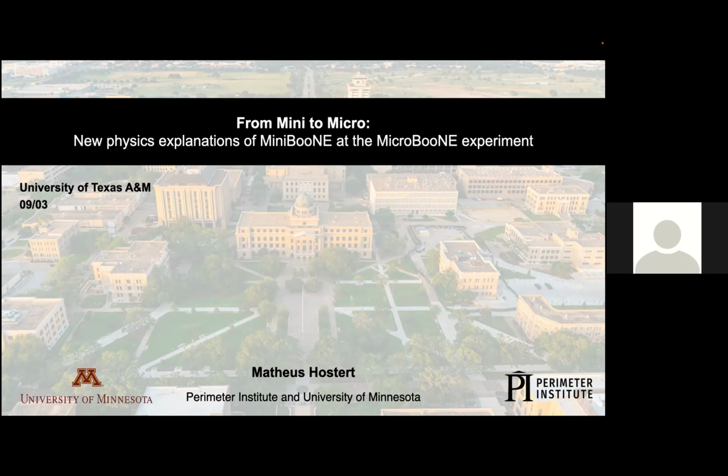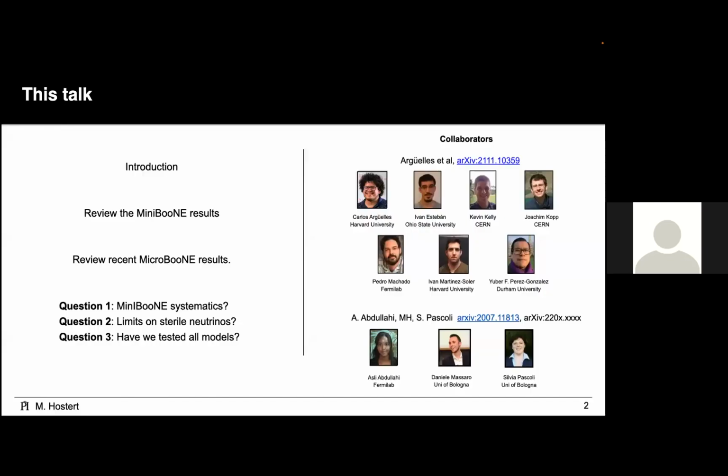The plan for today is to discuss a little bit about new physics explanations of the MiniBooNE excess, and then try to interpret them given the latest results of the MicroBooNE experiment. So these are some of the people that I've worked with. The main part of this talk will be with a paper with all of these people here from Fermilab, Harvard, and CERN. And towards the end, we'll talk a little bit about dark sectors, which is work in collaboration with these people at the bottom here.